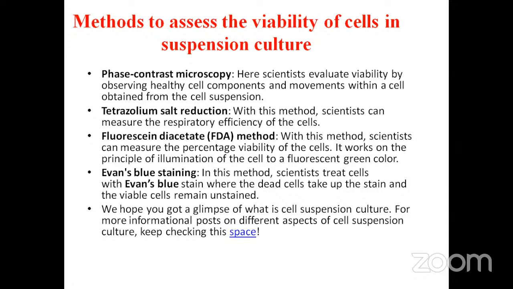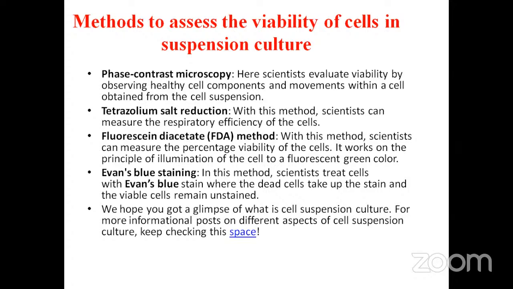Another method is the fluorescein diacetate method. With this method, scientists can measure the percentage of viability of the cells. It works on the principle of illumination of the cell with fluorescence, green color. If you apply the fluorescence light, some green color is reflected. If the cells illuminate green, that is considered as viable cells. The rest are all non-viable cells. So in this method, we can calculate the percentage in the group of cells. How many cells are viable and how many are non-viable, we can estimate with this method.